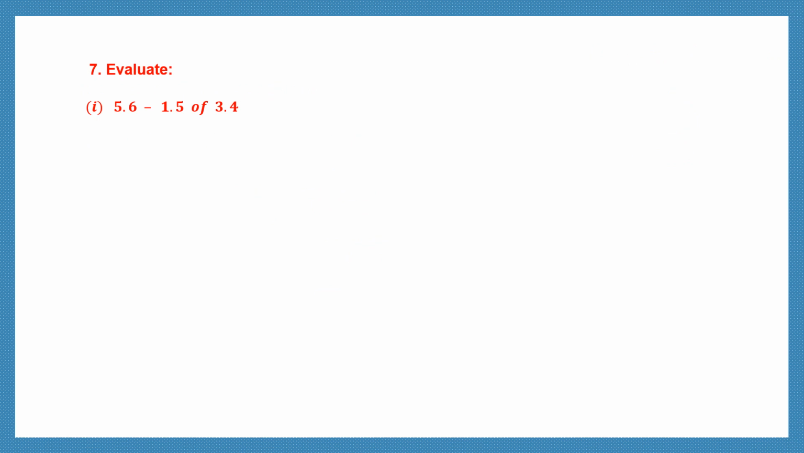Question 7. Evaluate. So here we have 5.6 minus 1.5 of 3.4. So here we have subtraction and of. So according to BODMAS, we must do of first. So we're going to do this part first. So here this will remain as 5.6 minus, let's work out 1.5 of 3.4. So 1.5 into 3.4. Ignore the point, 15 into 34. 4 5s are 20, carry 2. 4 1s are 4, 5, 6, 0.